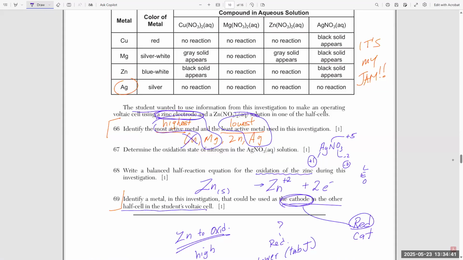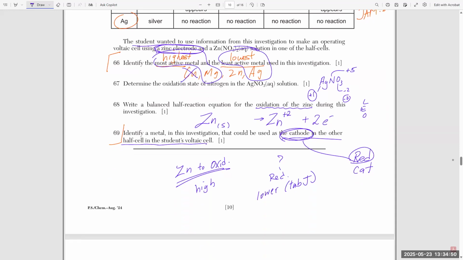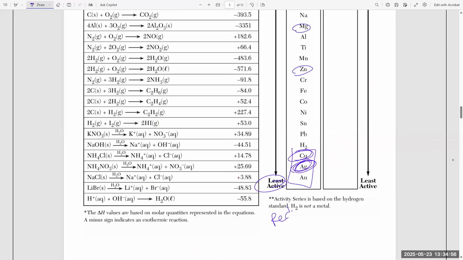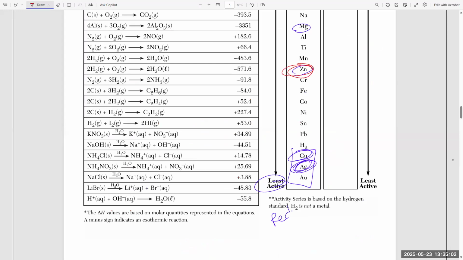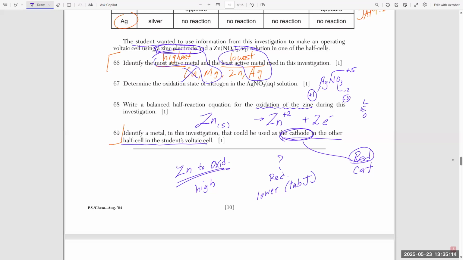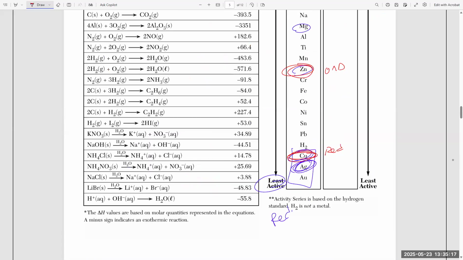Identify a metal in this that could be used as a cathode in the other half cell in the student's voltaic cell. Okay, so what happens if you use copper? If you use copper and zinc, then what's going on? Because you remember, the student is stuck to using zinc. Zinc has to be one side. Let's pick a different color so we can differentiate. If you chose copper, then what would happen? Zinc is higher, so it will oxidize, and copper will reduce. Is that what we're trying to get happening here? A metal that could be used as cathode? Well, yeah, because reduction is cathode, right? And you remember, red cat sat on an ox, so therefore this does work, right?